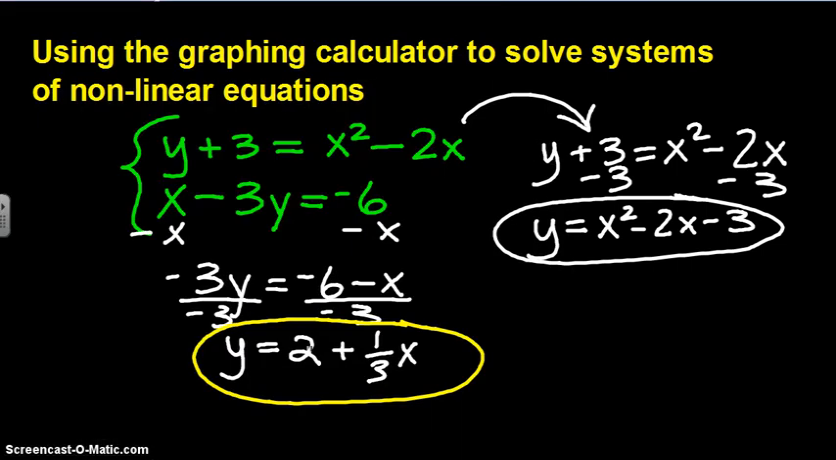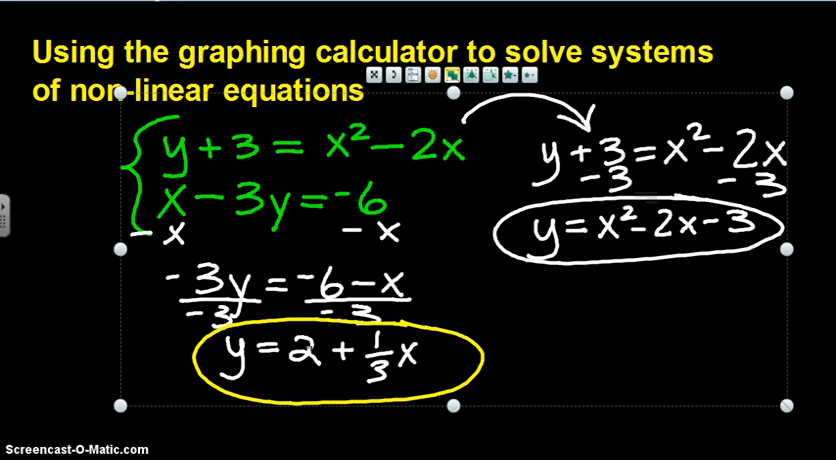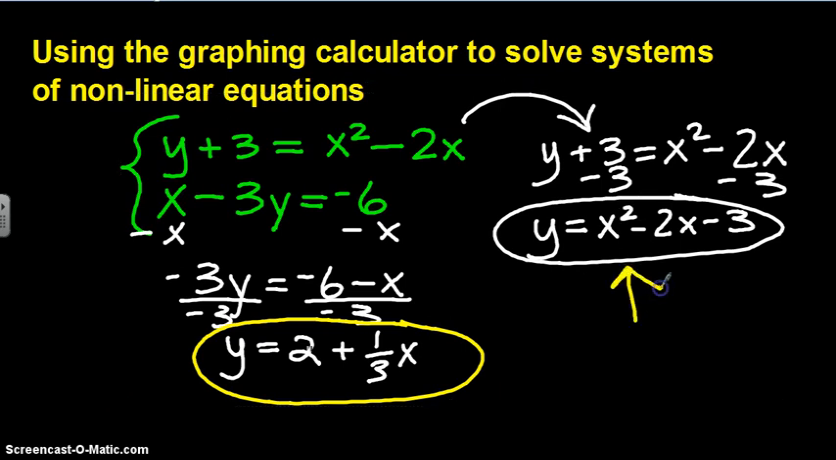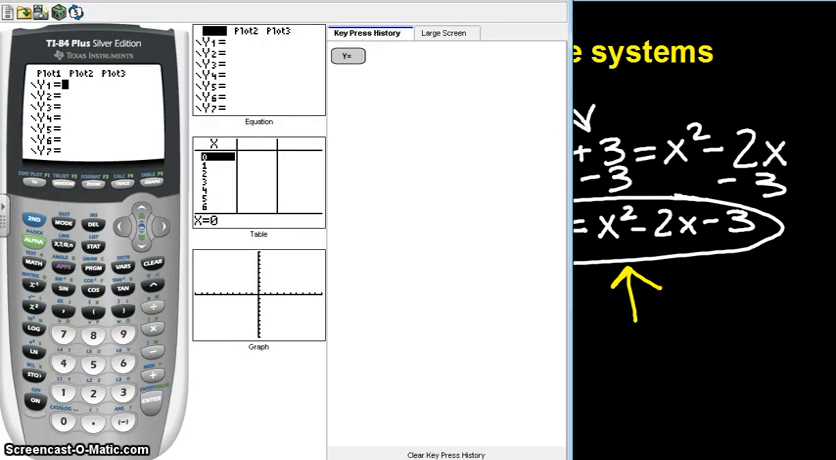All right, so the first one, when we put it in y equals form, right here is y = x² - 2x - 3. So I'm going to put that in y1. x squared minus 2x minus 3. Okay, that's in my y sub 1.